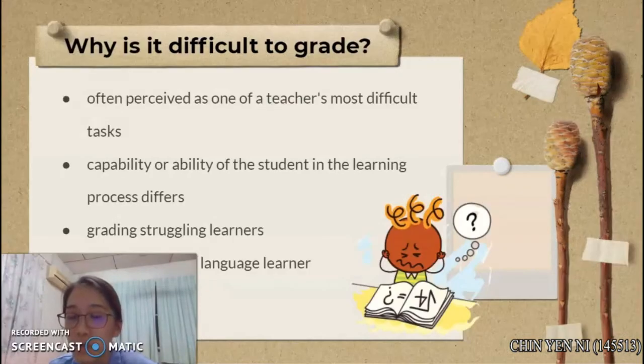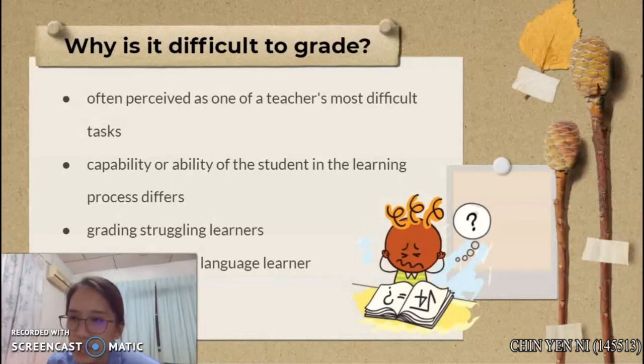Why is it difficult to grade? So now, why is it difficult for inexperienced teachers to grade their students? Grading is often perceived as one of a teacher's most difficult tasks. Although many teachers try to grade students as objectively as possible, many students still feel that they get an unfair grading. Students might go and talk to the teacher or complain about their grade. They will ask the teacher, like, why they get these marks, why this and why that.